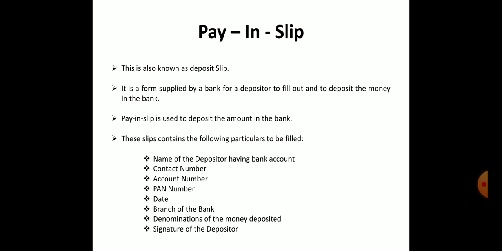There is some information which is given. I will read it for you one by one: name of the depositor, having bank account, contact number, account number, PAN number, date, branch of the bank, denomination of money deposited, 500 notes, 1000 notes, 2000 notes. So we have to check the denomination, and the signature of the depositor.